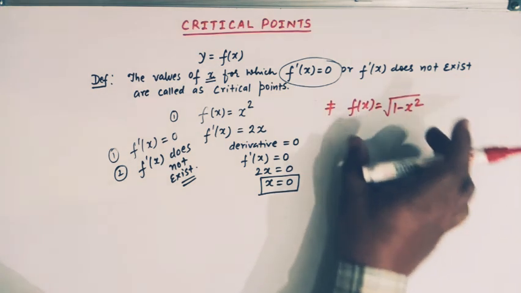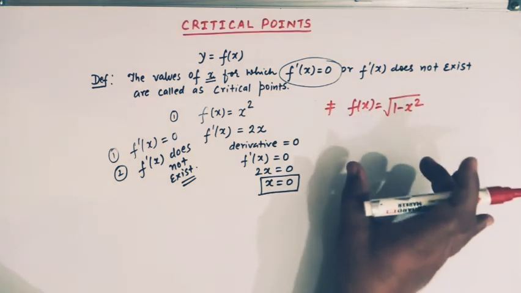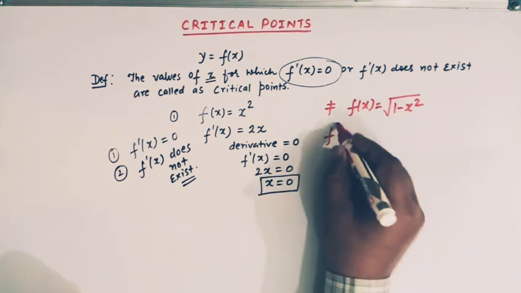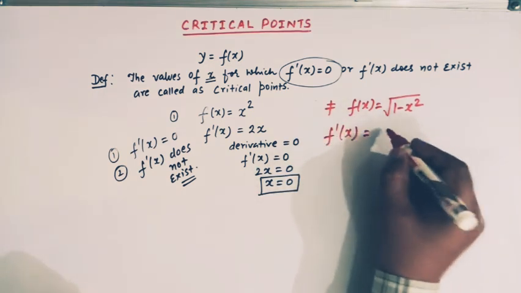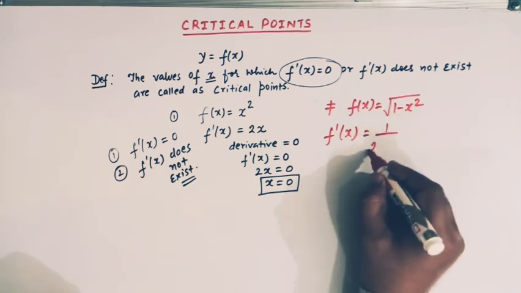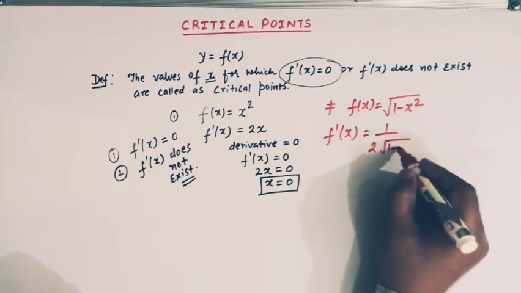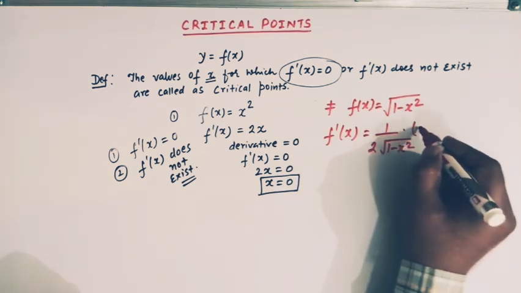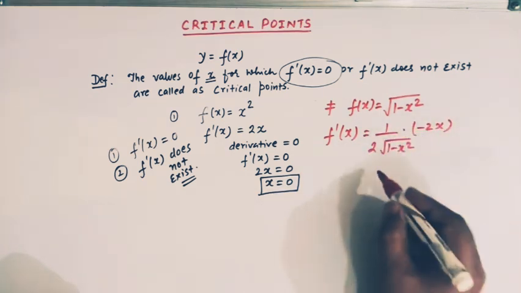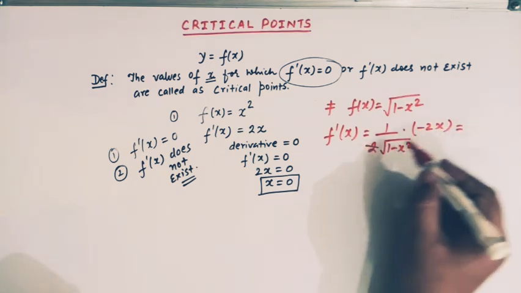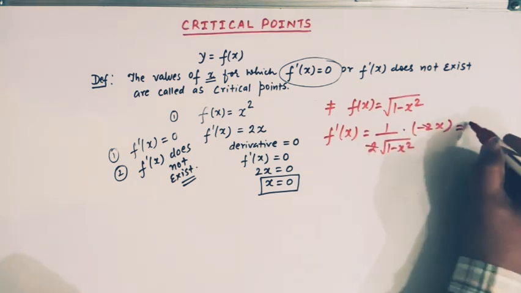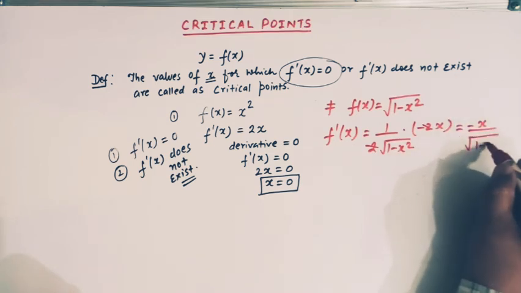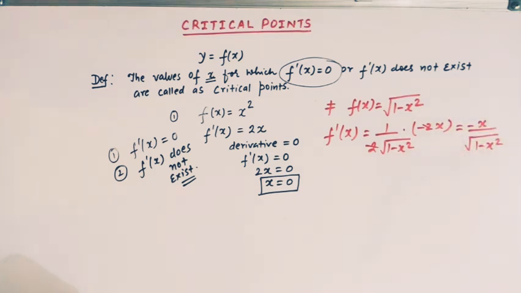Now here let us first find the critical points. So we differentiate it. So f prime of x is 1 over 2 times square root of 1 minus x square, and then by chain rule we have here minus 2x. So this is 2 and 2 get cancelled. So here we have minus x over square root of 1 minus x square, right?